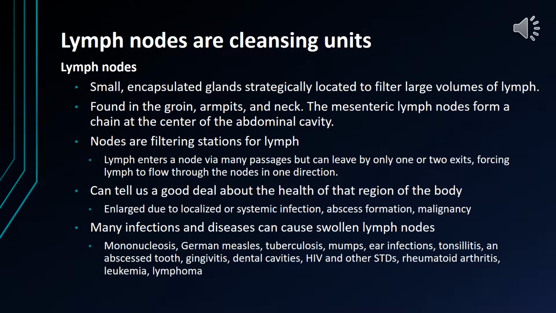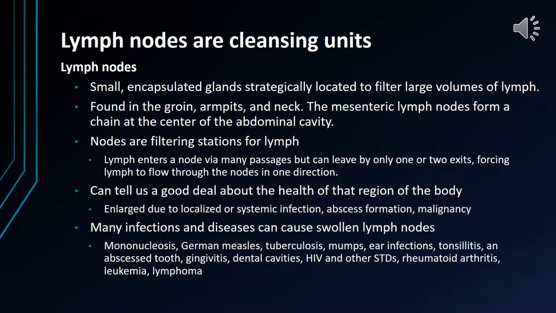So this slide ought to clear up what I said about the lymph nodes earlier. The lymph nodes are small encapsulated glands strategically located to filter large volumes of lymph. And there's really not much difference between the lymph nodes and the tonsils. The only major difference is that the lymph nodes are encapsulated, whereas the tonsils are not. And the lymph nodes are found in the groin, armpits, and neck.